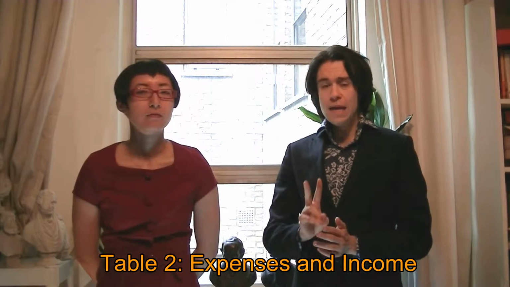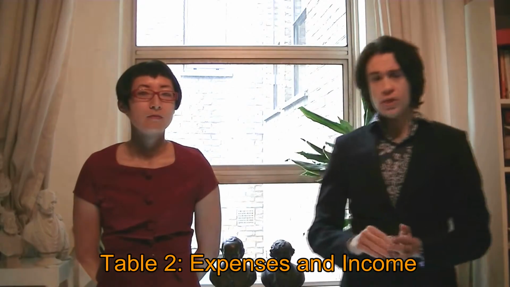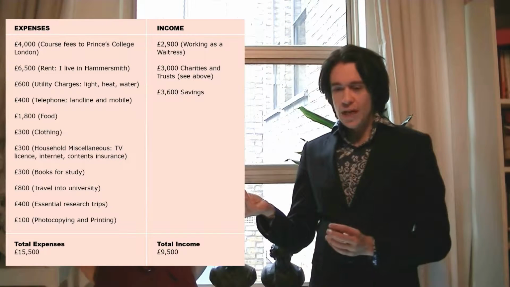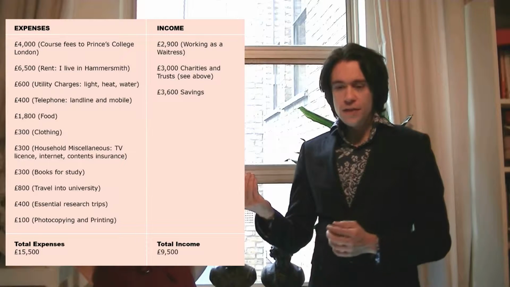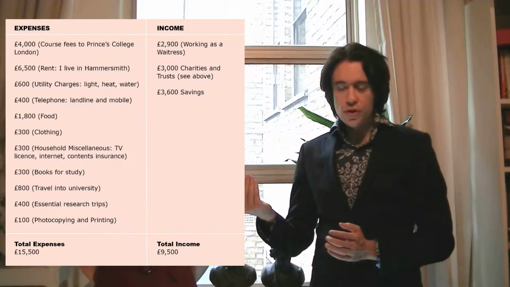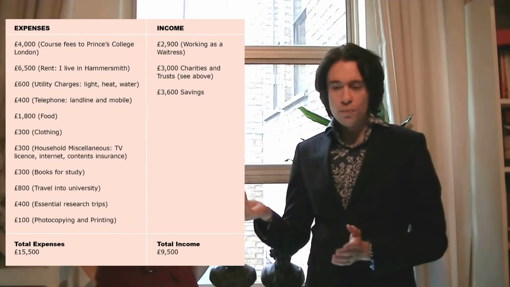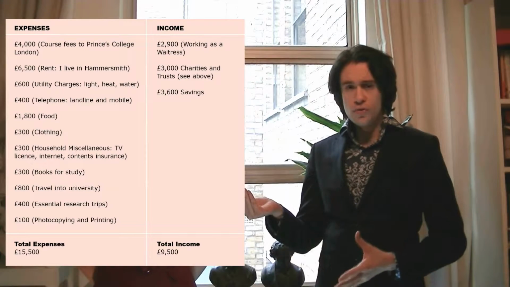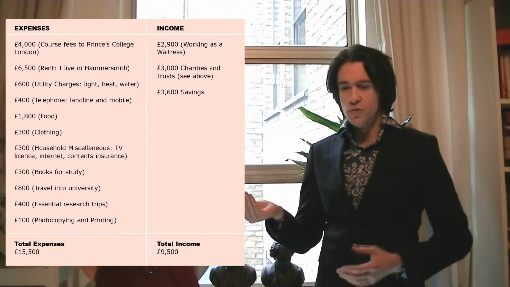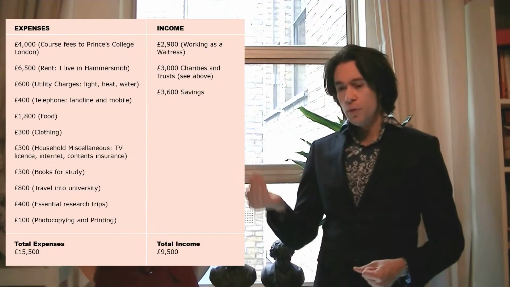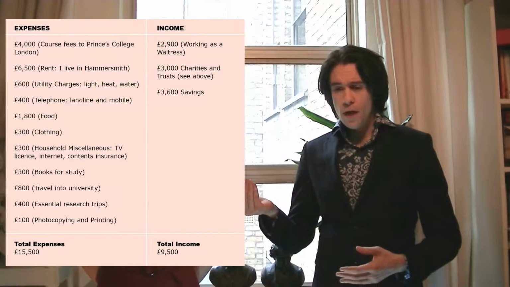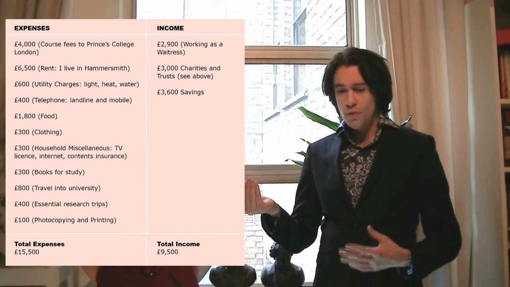Okay, so the second part of your financial statement, and the more important part, is your table of expenses and income. This should look something like this. Now, as you can see, the expenses on this table are for fees, for rent, for utility charges, for telephone, food, household miscellaneous, travel, photocopying, etc. More or less any of the kind of costs that you would associate, obviously, with being a student and with independent maintenance. Income, on the other hand, could come from part-time work, from savings, or of course from other scholarships or other charity awards that you have won.